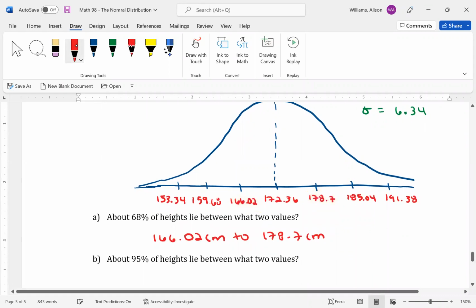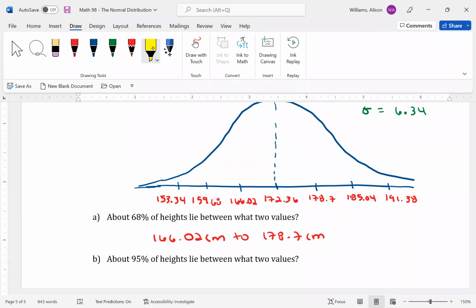So 95% would be between what 2 values? Okay, so 95% in the empirical rule is the next one out, 2 standard deviations from the mean. So 2 standard deviations, that would be right here and right there. So that would be 159.68 centimeters to 185.04 centimeters.